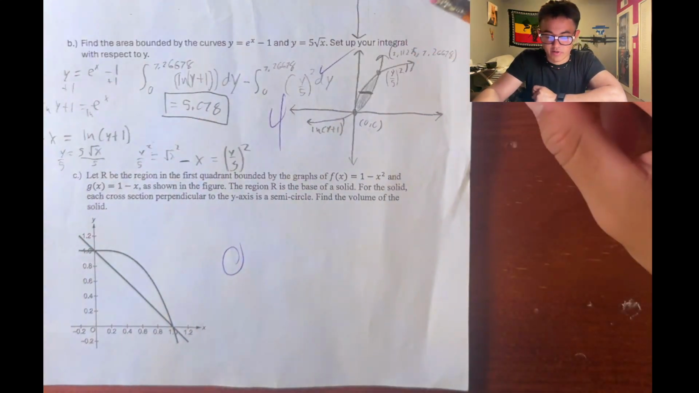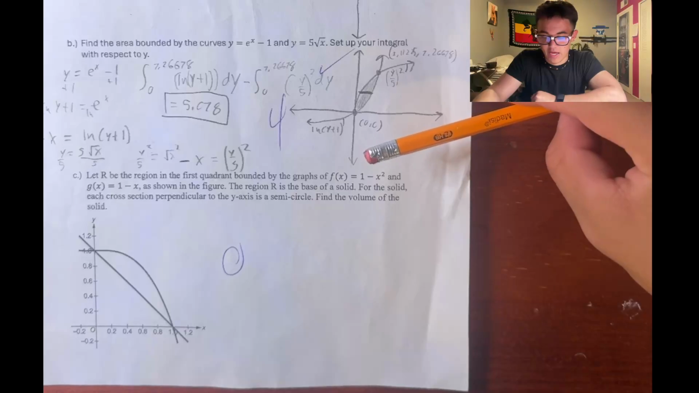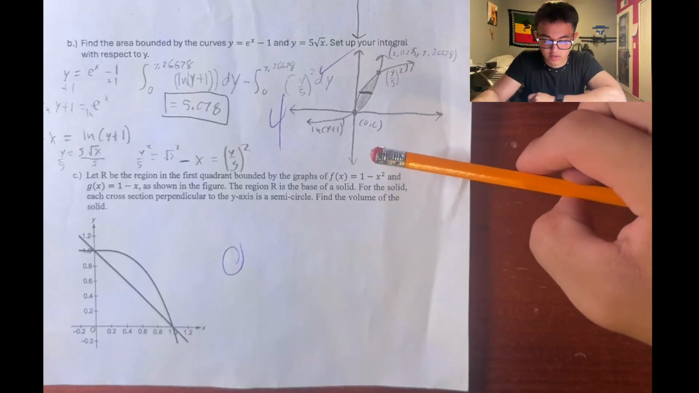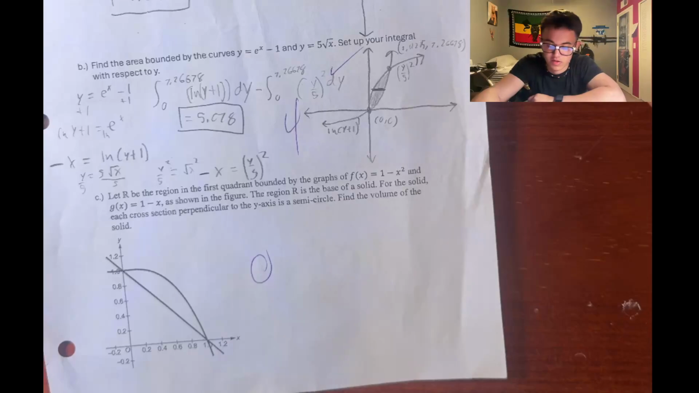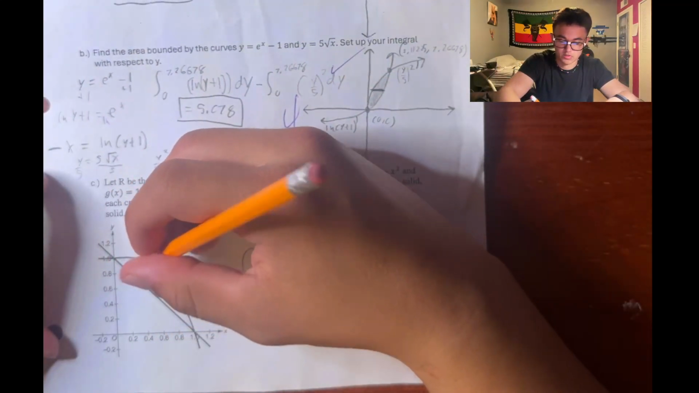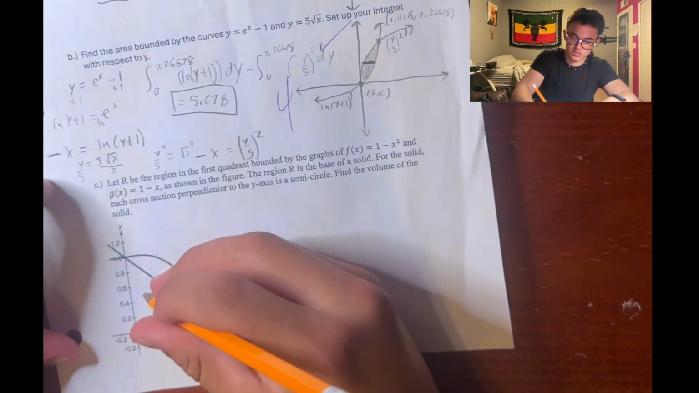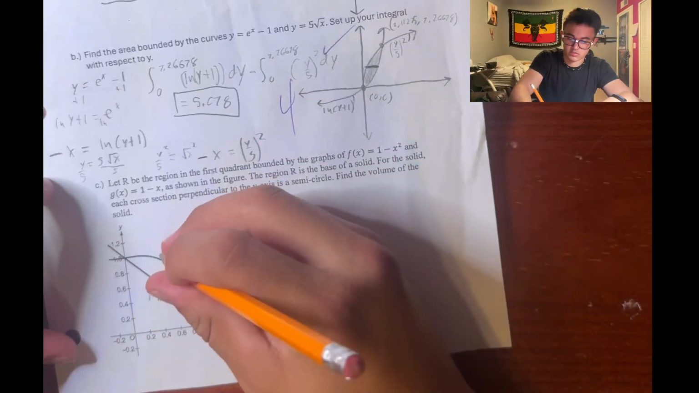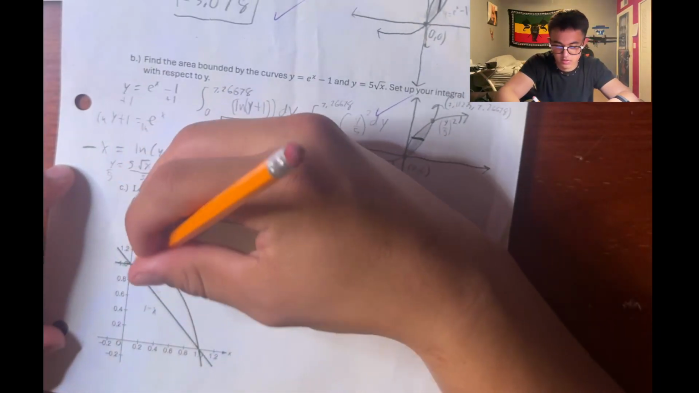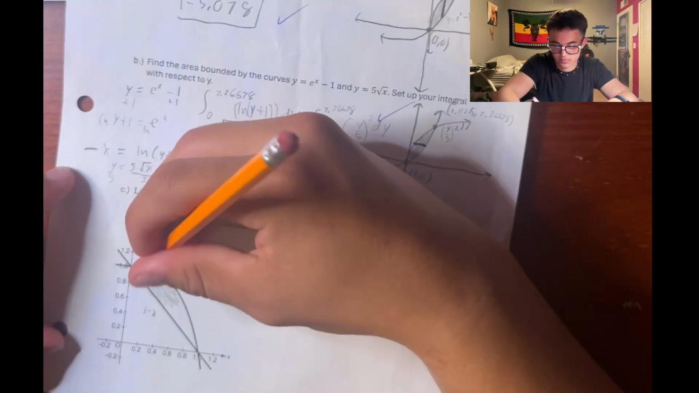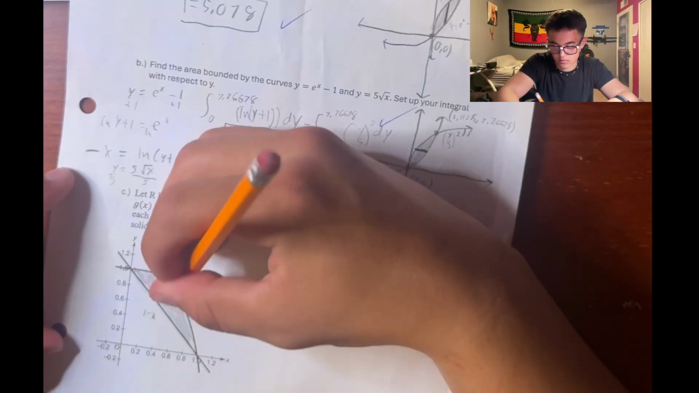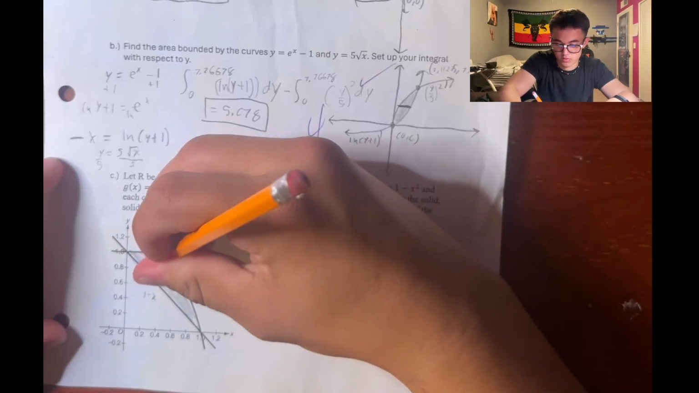So let R be the region in the first quadrant bounded by the graphs f of x equals 1 minus x squared, and g of x equals 1 minus x, as shown in the figure. Region R is the base of a solid. For the solid, each cross-section perpendicular to the y-axis is a semicircle. Find the volume of the solid. Alright, so this is 1 minus x here. This is 1 minus x squared. Gonna give this a little coloring in. Boom. Draw a little semicircle.